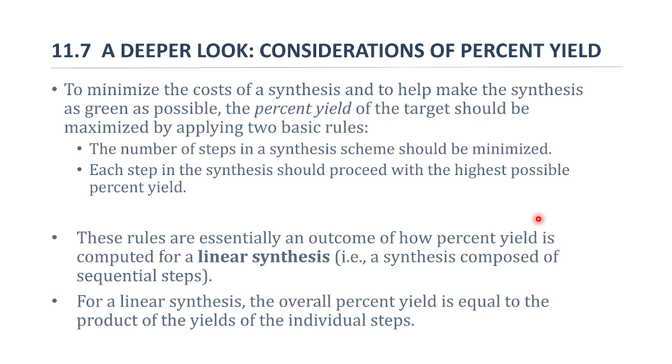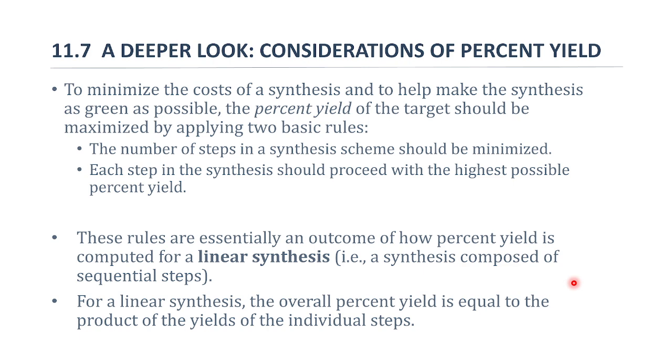Each step in your synthesis should proceed with the highest possible percent yield. You can increase those percent yields. This is a careful balance that usually has to be maintained. There are times that you're going to be able to increase percent yield by breaking into steps, and you'd have to multiply those steps and see if that gives you a better yield than just doing one step, even though it might only be an 80% yield or something, or a 70% yield. It's a careful balance that has to be done. These rules are essentially an outcome of how percent yield is computed for a linear synthesis.